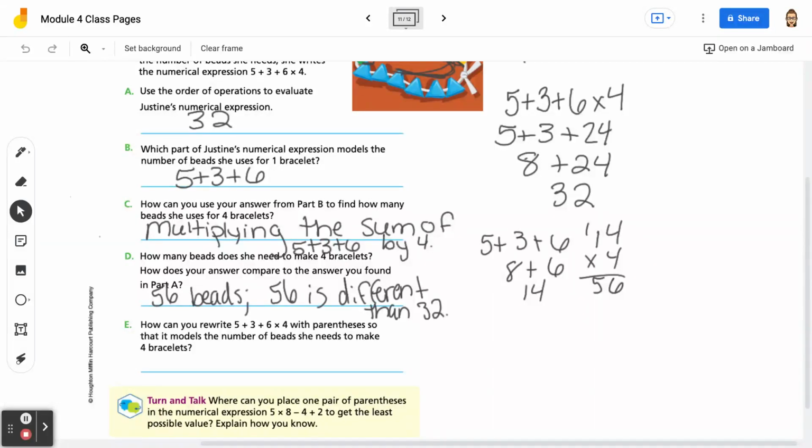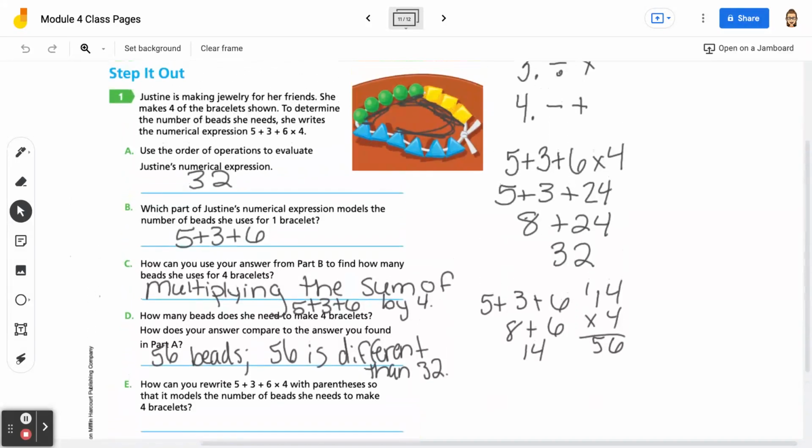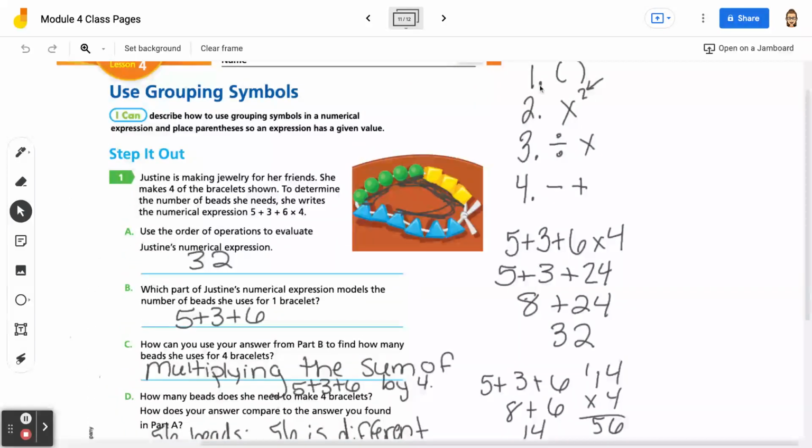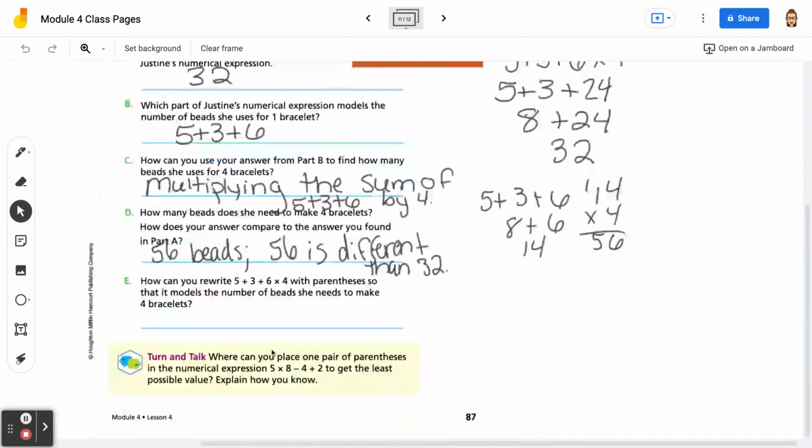Okay. How can you rewrite 5 plus 3 plus 6 times 4 with parentheses so that it models the number of beads she needs to make the 4 bracelets? Well, remember, if we look up here, parentheses means that's what we want to do first. And we said we want to do this first, so we're going to put all that into parentheses. So we're going to do parentheses 5 plus 3 plus 6, and then multiply that by 4. So now we're going to go to the next page.